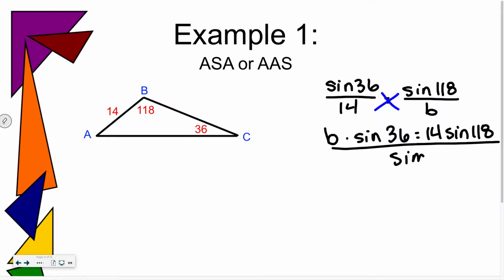Oops, spelled that wrong. Divide by sine 36. So B equals, type in your calculators and do this for me now: 14 sine 118 divided by sine 36. Remember that your calculators probably bring in a parenthesis every time you hit sine. So for 118, you'll have to close that parenthesis before you keep going, because you want to do the sine of 118 and move on. Type that in and see if we all come to agreement.